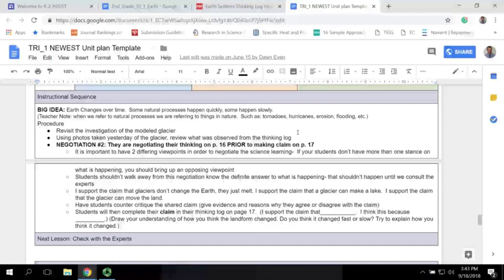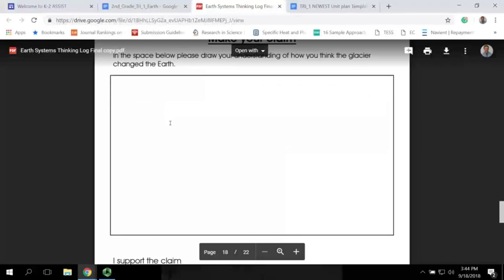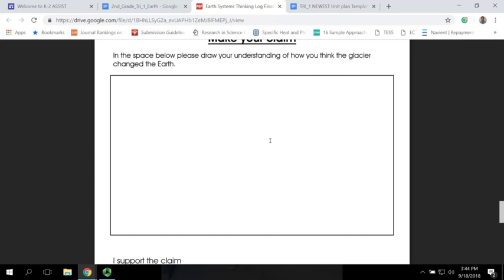Another question that would be excellent for them to discuss would be, what would happen if more and more glaciers continue to melt? When they finish that, they can make a claim here. They could draw a picture of the glacier, or draw a picture of what would happen to a state that's close to the ocean, what would happen to an island, things like that.